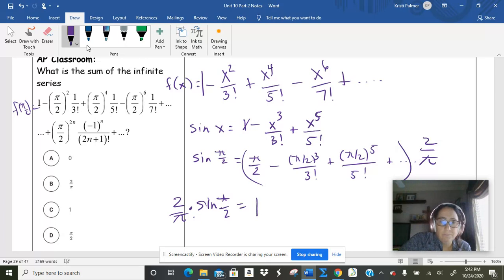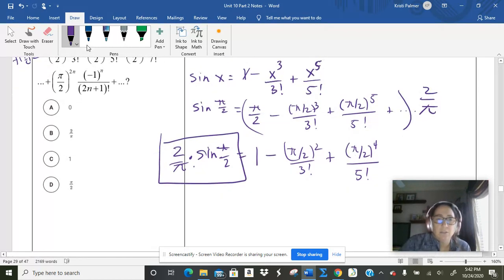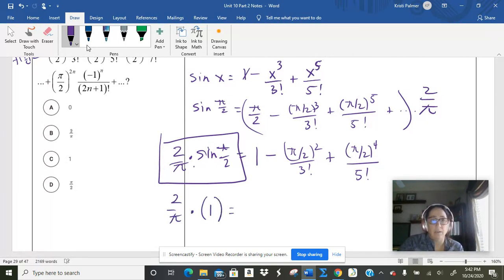So that would be a 1 minus, if I put in a 2 over pi, it has broken this down to just pi over 2 squared over 3 factorial. Oh my gosh, look. Then if I plugged in a 2 over pi here, this would be pi over 2 to the fourth over 5 factorial. And am I matching now? I am. So what I need to do is actually perform this: it's 2 over pi times sine of pi over 2, which is 1. So this answer is 2 over pi.